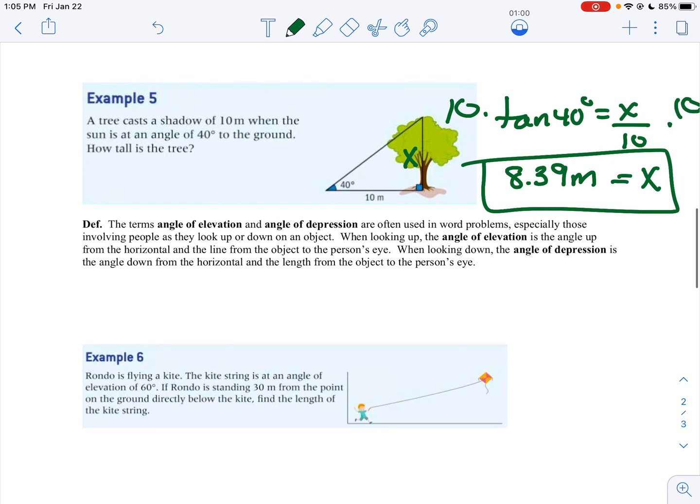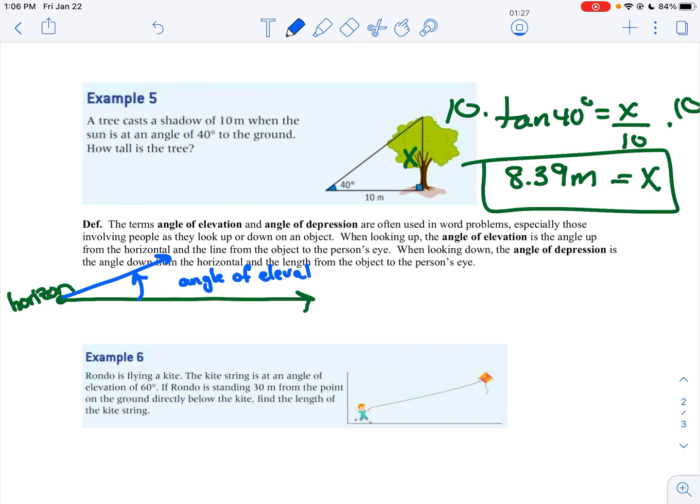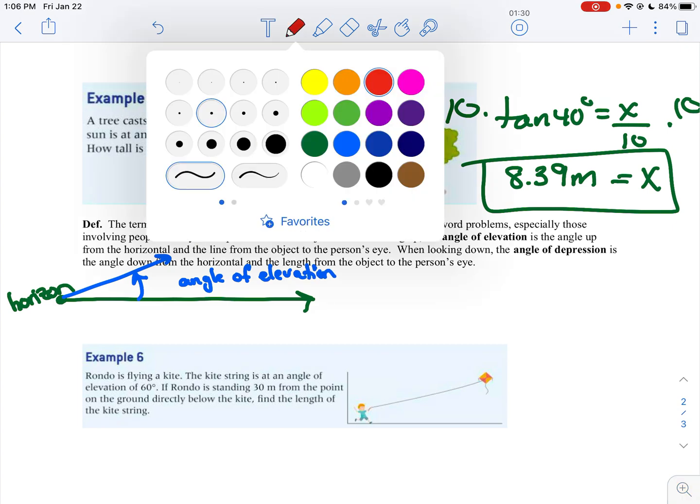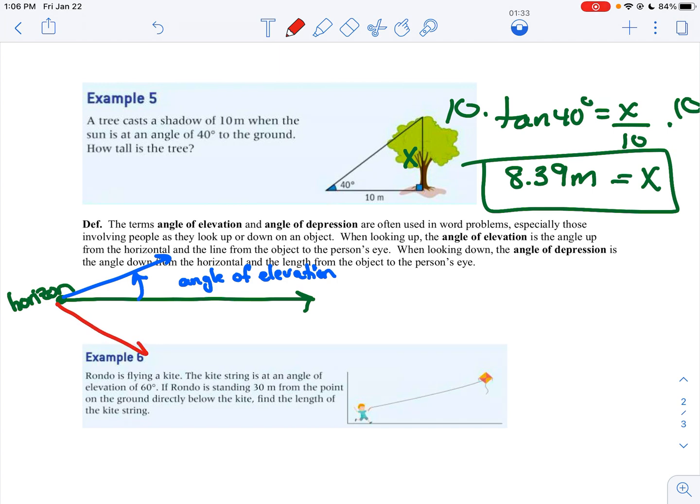All right, definition. The terms angle of elevation and angle of depression are often used in word problems, especially those involving people as they look up or down on an object. So we're going to call this the horizon, okay? And if you look up from that horizontal line, that's referred to as an angle of elevation. And if you look from a horizontal line down, that's an angle of depression.